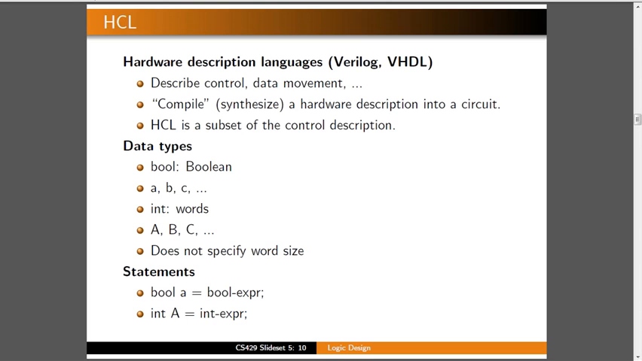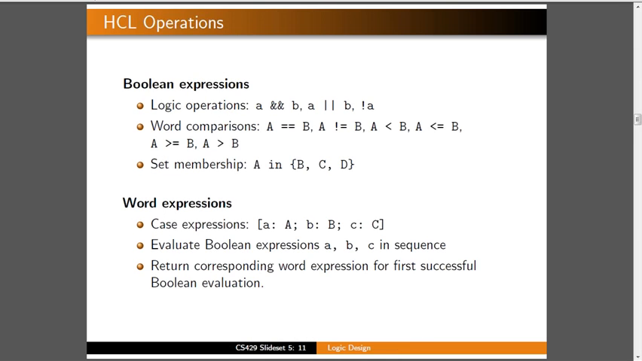Next, what are the data types used in HCL? One is bool, that is boolean, for variables A, B, C. Int is used for words, A, B, C as normal variables; it does not specify word size. In the same way, we use different statements in HCL: bool A equals bool expression, int A equals int expression. These are the HCL operations. What are the operations? AND, OR, NOT.